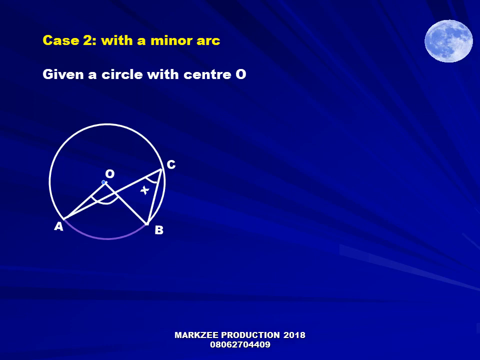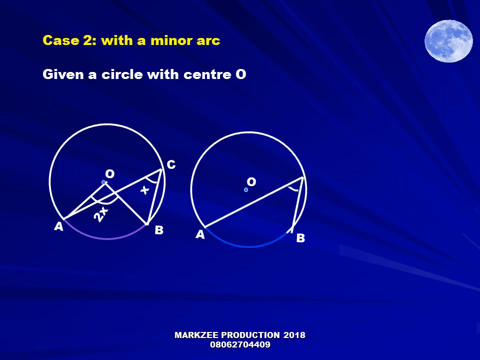So one is at the circumference, one is at the center. So if the one at circumference is x, the one at the center must be 2 times of x. So let's see that. So yeah, those two angles came from arc AB. Okay, that's what's demonstrated there to you.